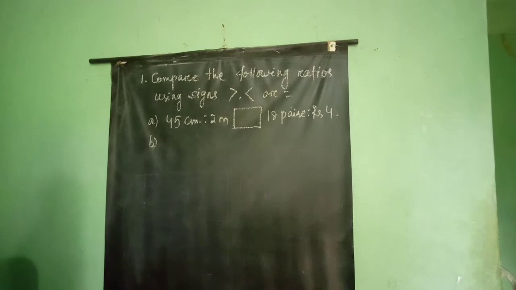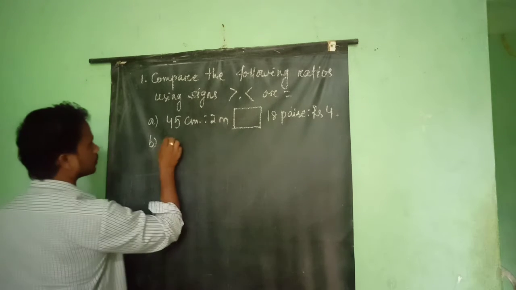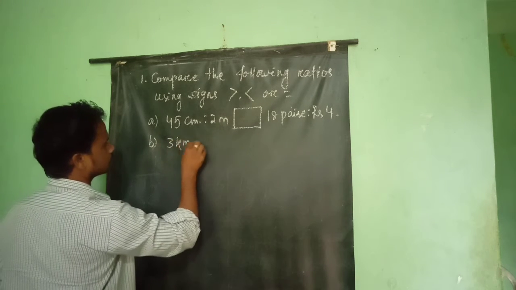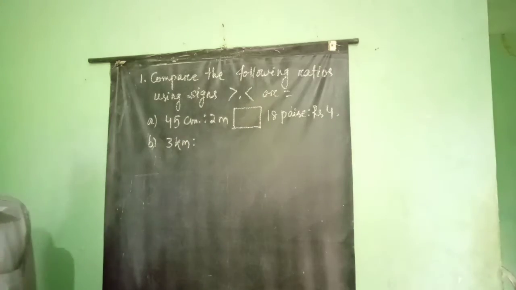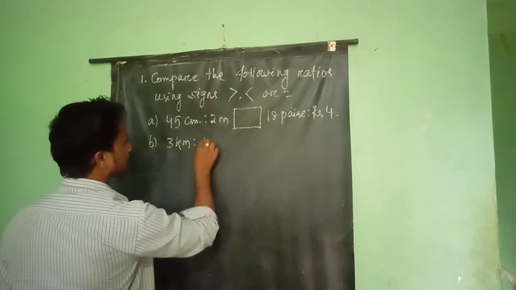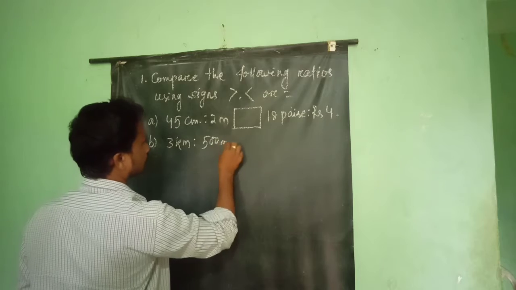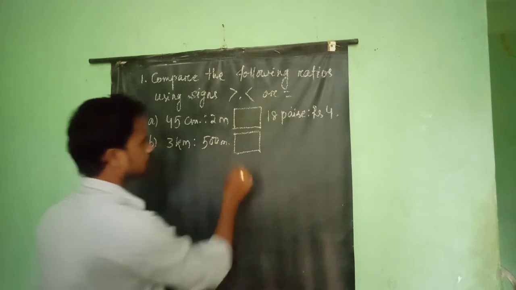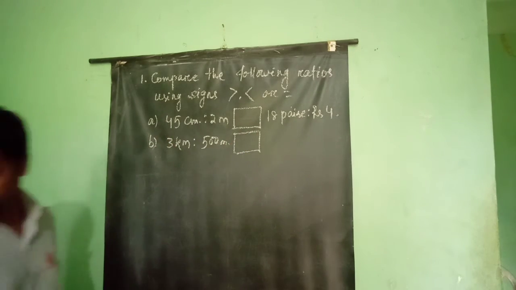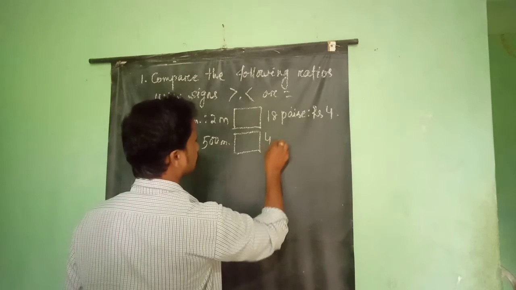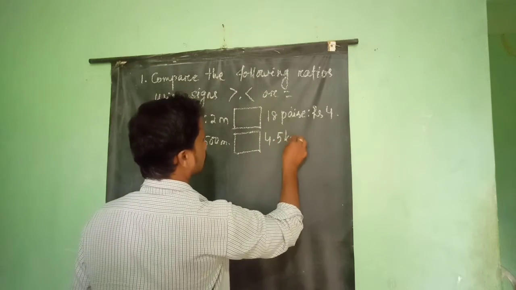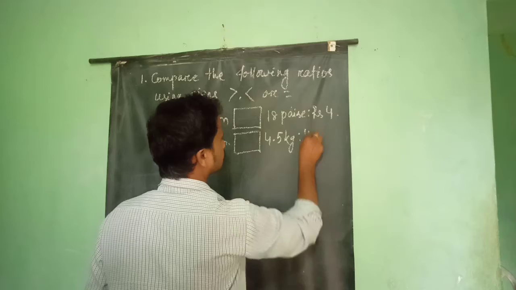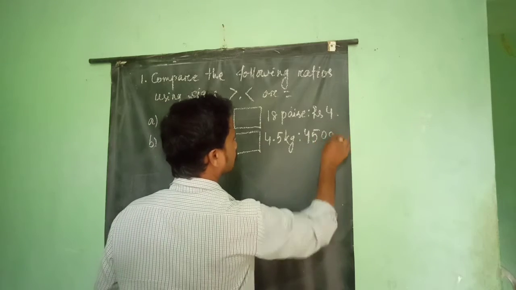B: 3 kilometer is to 500 meter. 4.5 kilogram is to 450 gram.